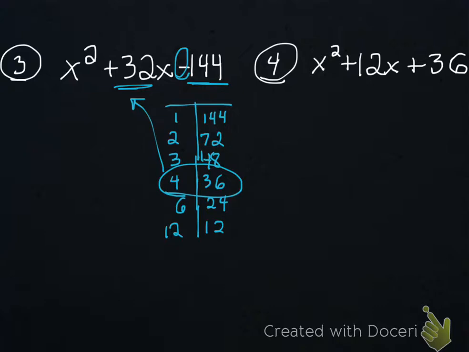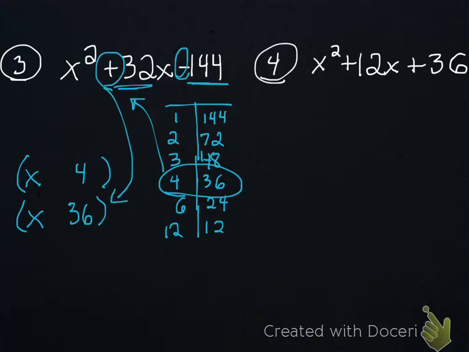So we write our two binomials, two sets of parentheses with x's in front. I'm going to have the 4 and the 36. Now it's a minus. That means that the bigger number gets the same sign as the middle. Well, the bigger number is 36. So the 36 would be positive, 4 would be negative. Because we're subtracting, they have to have opposite signs. So our answer is x minus 4, x plus 36.